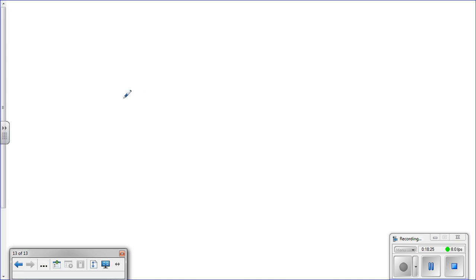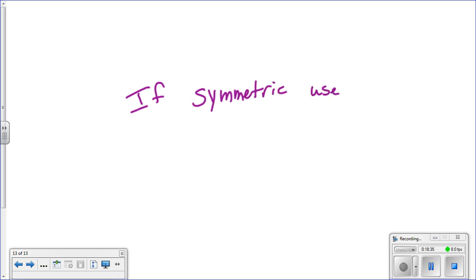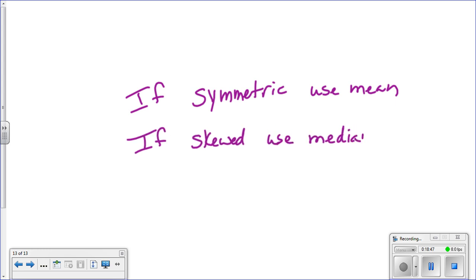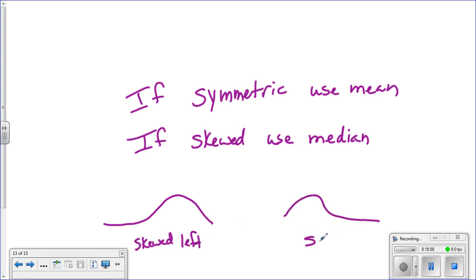Okay, so if symmetric, use the mean. If skewed, use the median. And got to pay attention to the tail. This is skewed left. And this would be skewed right. All right, I'd like you to do a little practice on this and see how you do. Good luck.